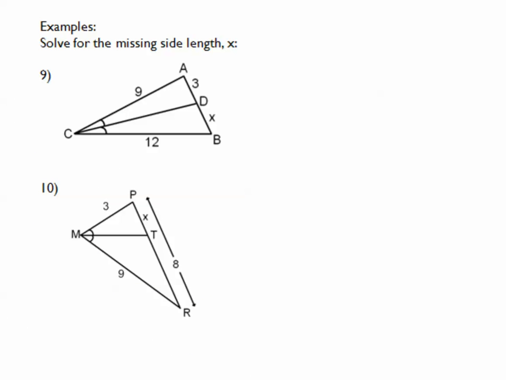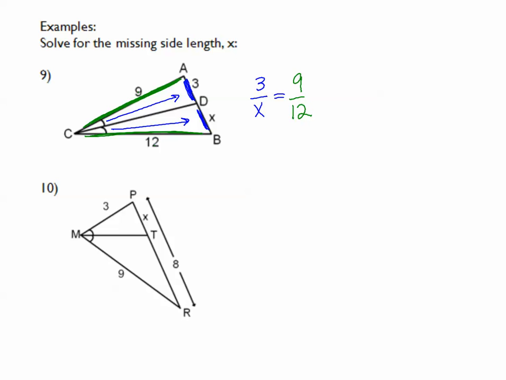Solve for the missing side length x. So I see the bisected angle is here. I look across from the bisected angle, this segment says 3. I look across from the other bisected angle, this segment says x. That has to be equal, if I went top to bottom, to the ratio of the sides going top to bottom, 9/12. And then we can solve that proportion.